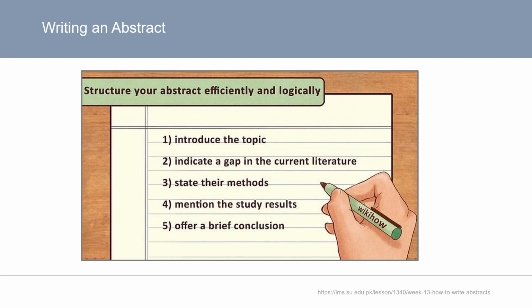An abstract should be 1 to 2 paragraphs, starting with an introduction to the topic, then pointing to a gap in the current literature that this current research tries to fill, then a brief summary of the methods, as well as the study results, and lastly offering a brief, typically 1-sentence conclusion. You can think of an abstract kind of like a trailer for a movie, meant to grab the attention and interest of a potential reader.